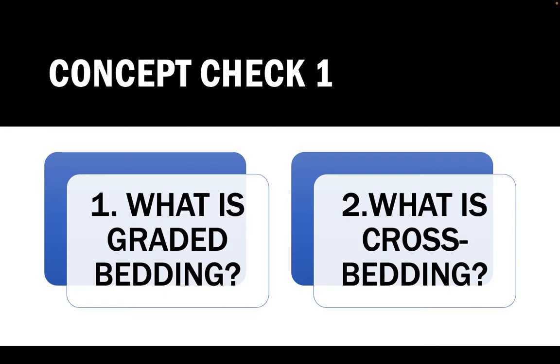Question number 1. What is graded bedding? Graded bedding is bedding in which the particle sizes become progressively heavier and coarser towards the bottom layers. Question number 2. What is cross bedding? Cross bedding is bedding that is formed as inclined layers of sediment move forward across a horizontal surface and fall down the face of the layer.